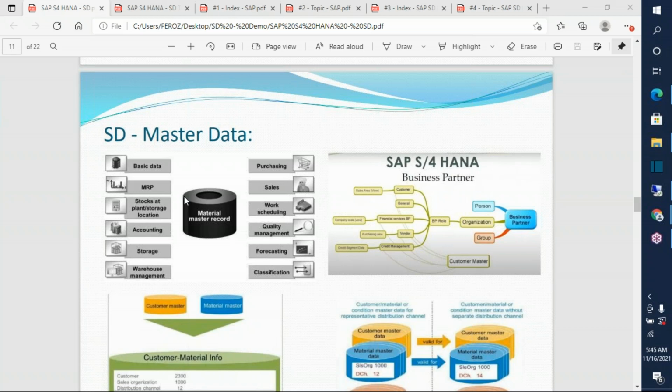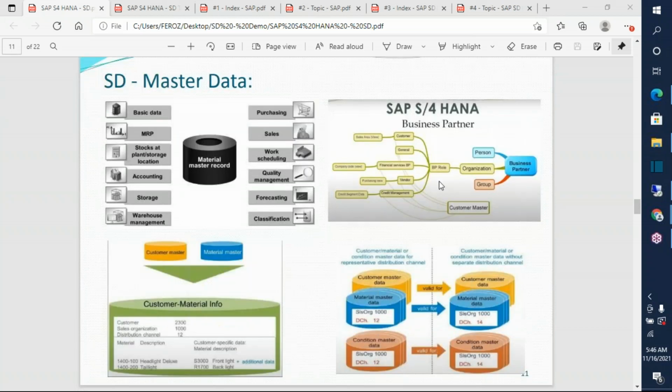So in SD, in master data, we will be discussing material master and then business partner. This is the new functionality added in SAP S4HANA: the business partner transaction to create customer master. Unlike ECC, where we have different transactions to create customer master, in S4HANA the BP transaction is used to create customer master, and even the vendor master, right?